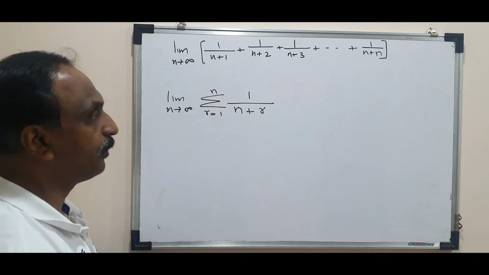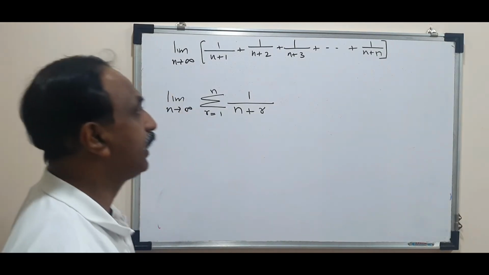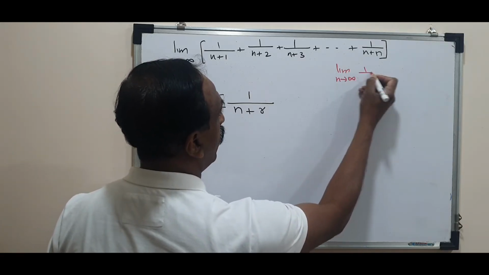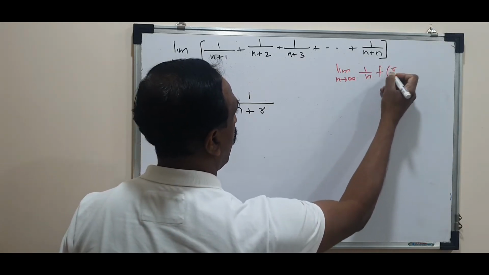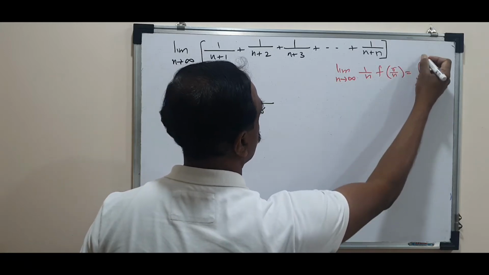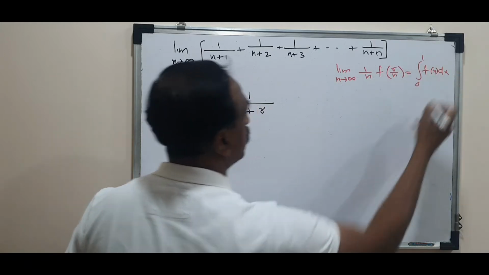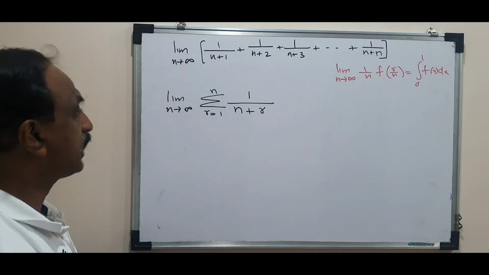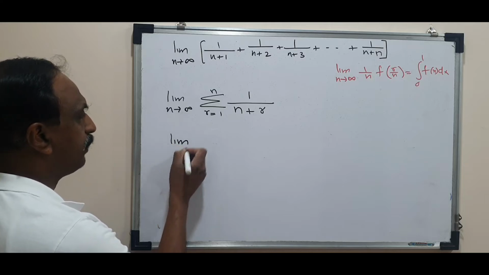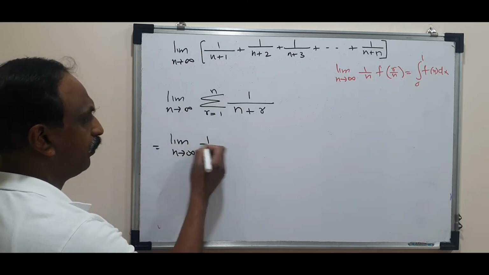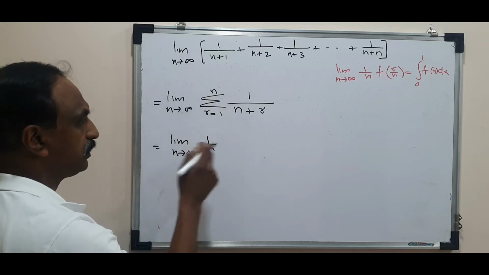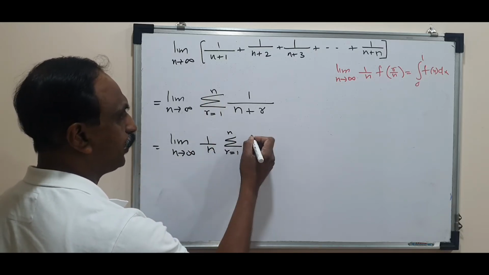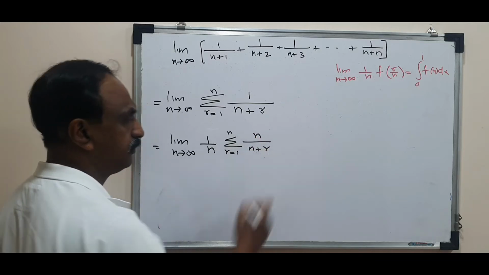Now I recap the formula. What is my formula? The formula is limit n tends to infinity 1 by n f of r by n is equal to integral 0 to 1 f of x dx. This is our formula. So the formula requires a 1 by n. Since I don't have a 1 by n here, I'll divide and multiply by n. I put a 1 by n, sigma r equal to 1 to n upon n plus r.